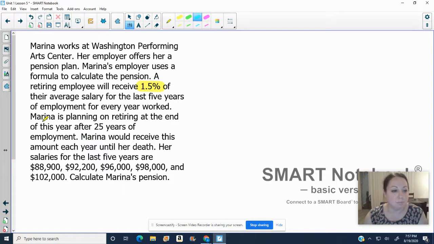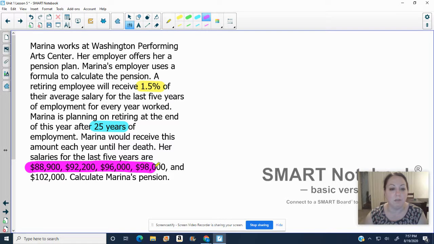Next thing that says, Marina is planning on retiring at the end of this year after 25 years of service or employment. Marina would receive this amount each year until her death. That's a pension. It's like a retirement. Her salaries for the last 5 years are as follows. I am not going to read all those to you.